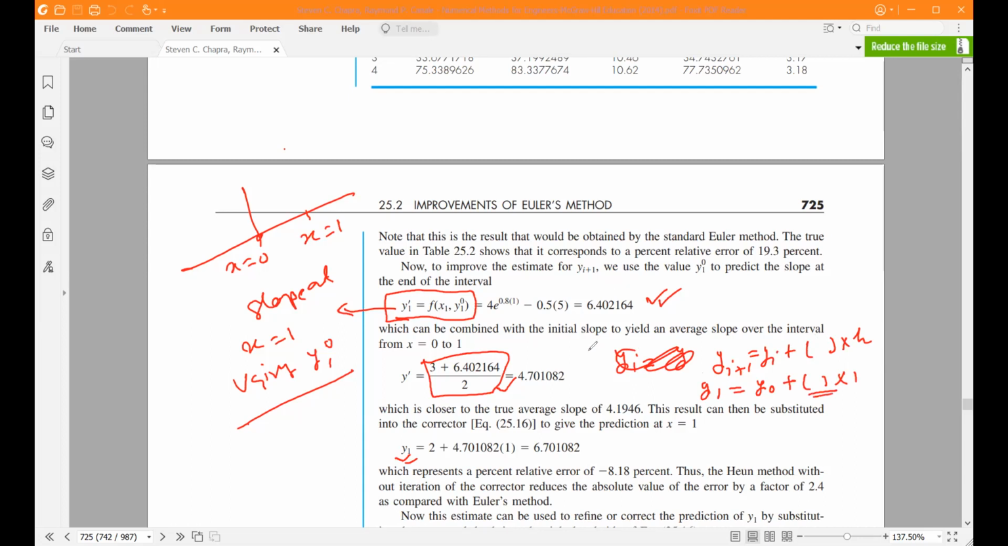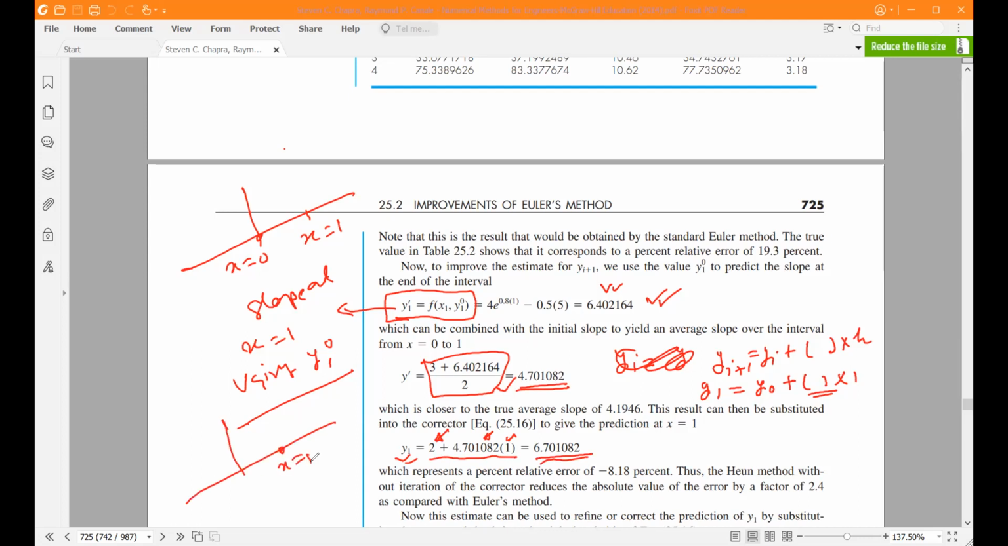Our average slope is calculated as this. This is 4.7. This is your initial value y0, this is the average slope, and this is your step size. So this is the value of your variable at x equal to 1.